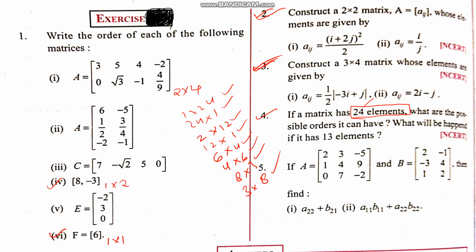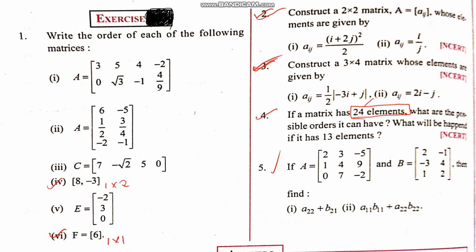Now what will happen if it has 13 elements? 13 elements means only 2 possibilities, 1 cross 13 and 13 cross 1. So the possible orders are 2. Now see question number 5. In question number 5, we can see two matrices given, matrix A and matrix B.